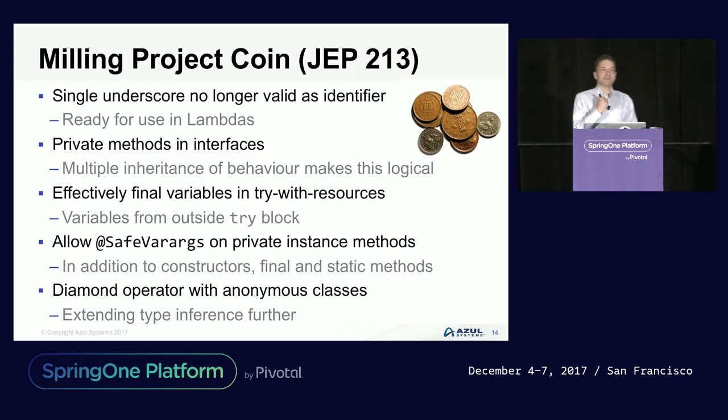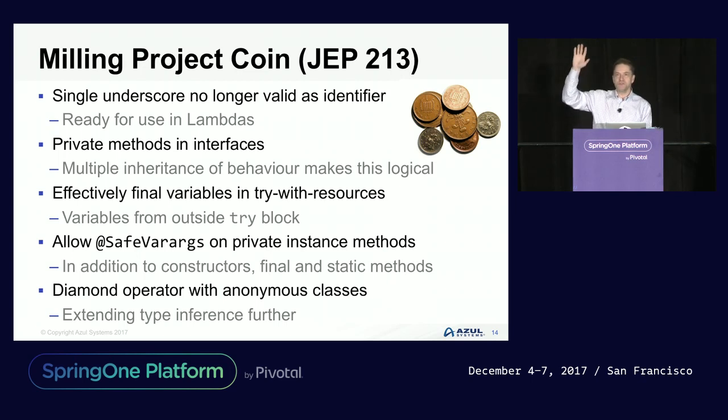Changes to the language itself. Project Coin was one of the things that was introduced in JDK 7. It was a set of small changes to the language itself. Things like strings in switch statements, things like try-with-resources, and so on. So there are a few new changes in JDK 9. The first of these is that a single underscore is no longer valid as an identifier. It's now a reserved word.